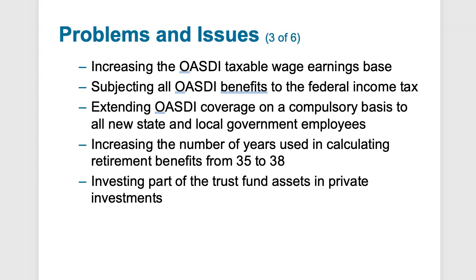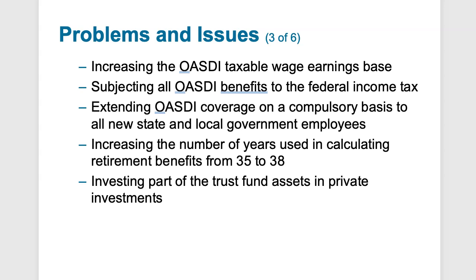Subject all benefits to federal income tax, meaning that your Social Security will be taxed at 100%. That will be basically reducing everyone's Social Security if they have to pay tax on it. So it's a sneaky way of giving you your same Social Security, but then taking it back as it's being taxed. Extending coverage on a compulsory basis to all state and local government employees. Some government and state employees aren't in the program, but if you extend the coverage to them, there'll be more money coming into the program.